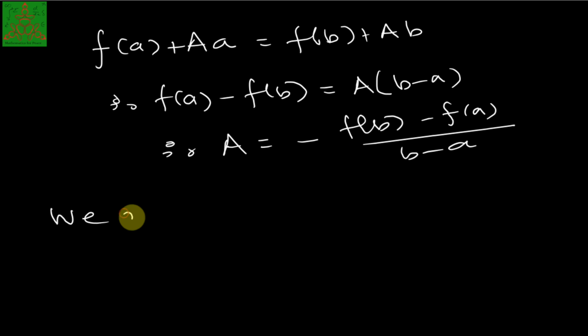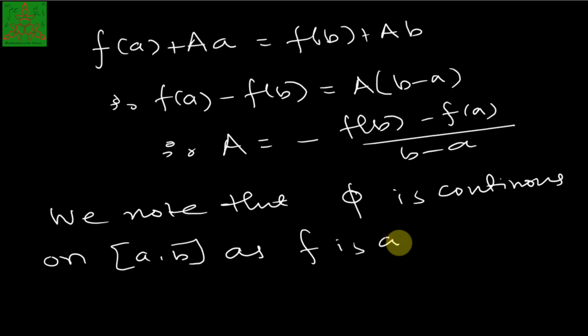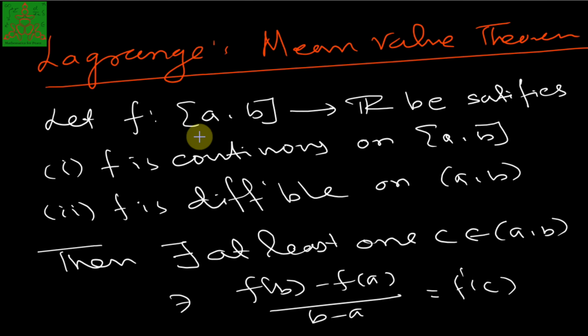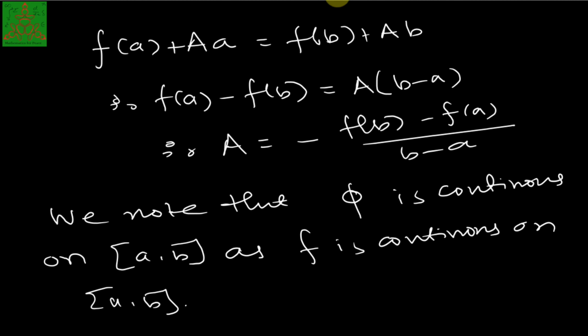Now we note that phi is a continuous function on the closed interval [a, b], as f is continuous on the closed interval [a, b], because it is given in the statement that f is continuous. The function phi is f of x plus a into x. A into x is a polynomial function, so it is continuous, and f of x is also continuous, so both of them are continuous. A sum of continuous functions is continuous. According to that, this phi is continuous.